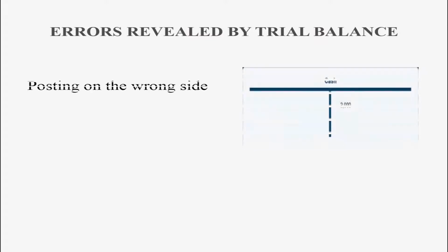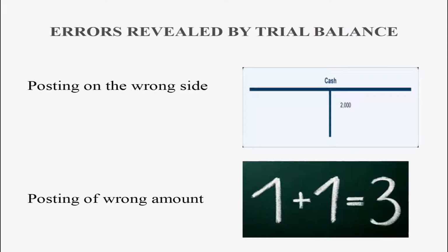Another one is posting on the wrong side. As we know, trial balance has two sides, debit and credit side. This type of error occurs when we want to post an entry on the debit side but post it on the credit side or vice versa. And the last one is posting of wrong amount. This type of error occurs when we post a wrong amount. For example, we wanted to post 252 but we posted 225.